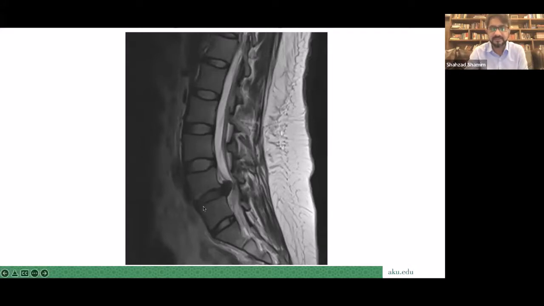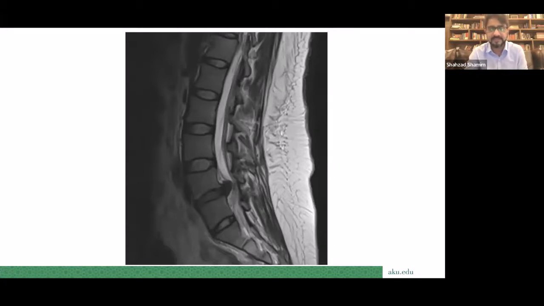लेकिन यहाँ पे आप देखें disc is dehydrated. It's not entirely white. It is partly black, and there's a large disc fragment which is slipped out and got into the canal, right? And clearly visible. And this is essentially what a big disc herniation would look like.